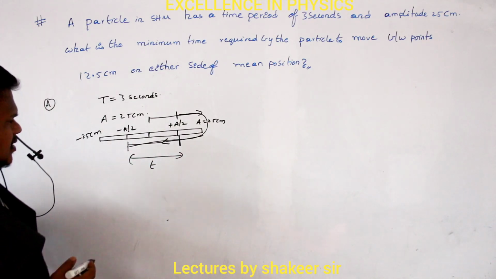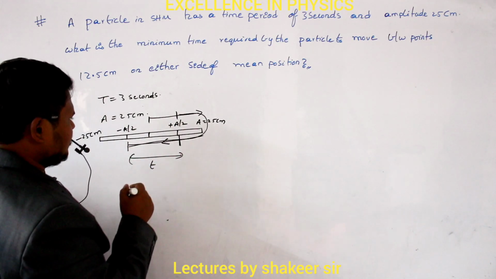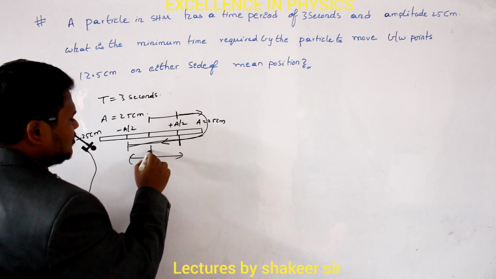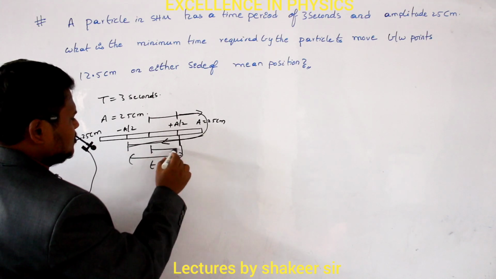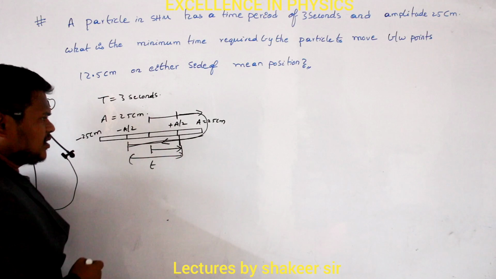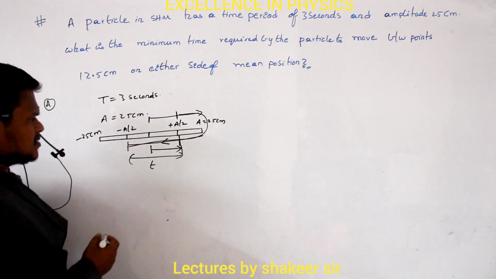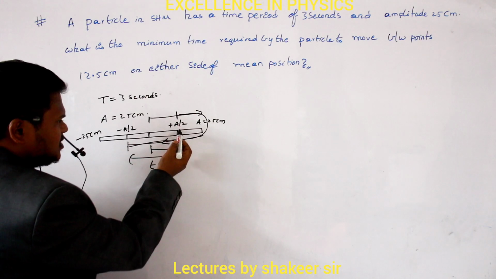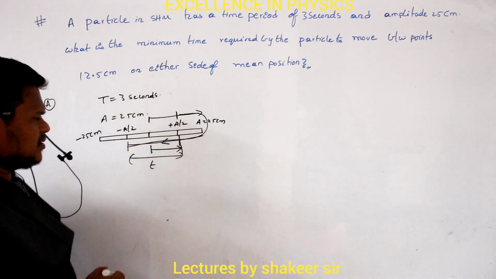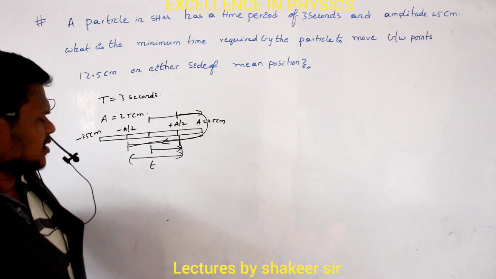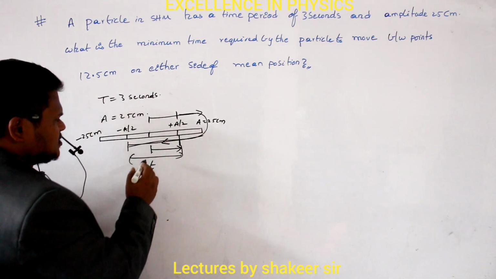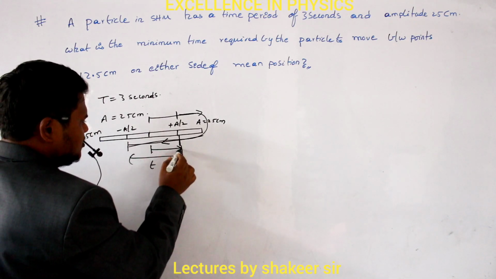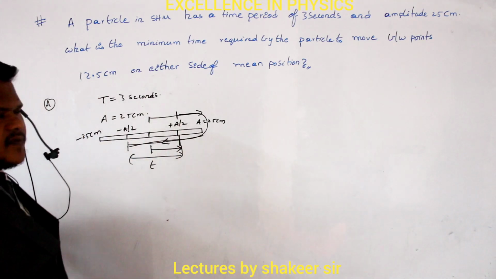Okay. So how can I calculate this? First of all, I will calculate the time taken to travel from the mean position to plus A by 2. This distance I will calculate. Clear? Because if the time taken from the mean position to plus A by 2 is 1 second, then from plus A by 2 to the mean position also will be 1 second only. Are you able to understand? So therefore, first of all, I will calculate from the mean position to plus A by 2, because this calculation is very easy.